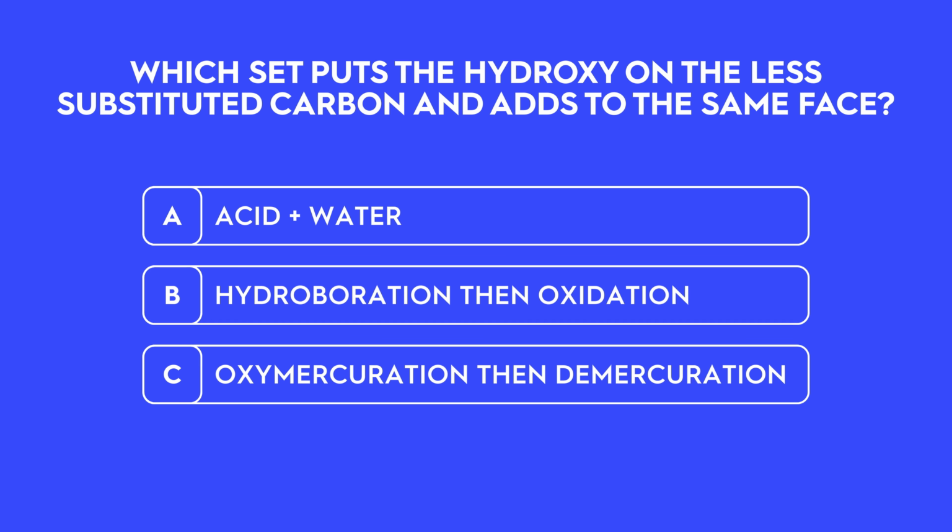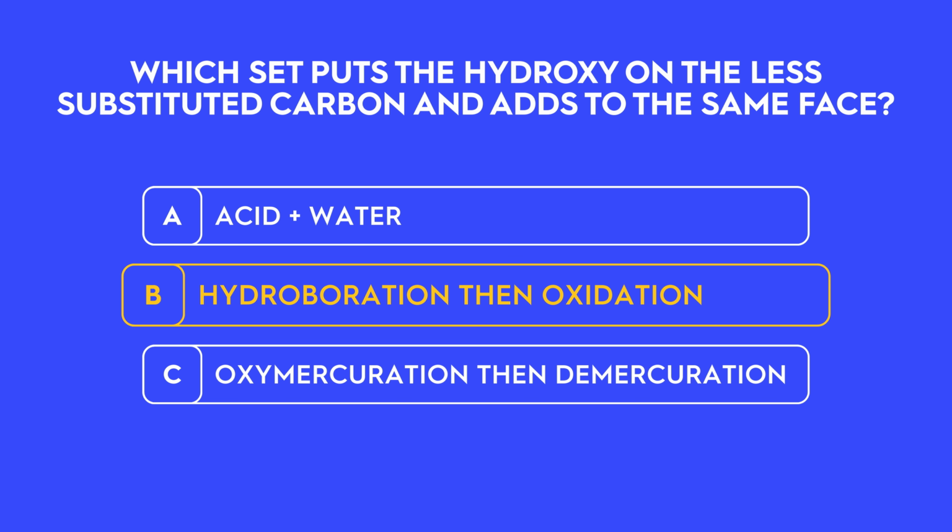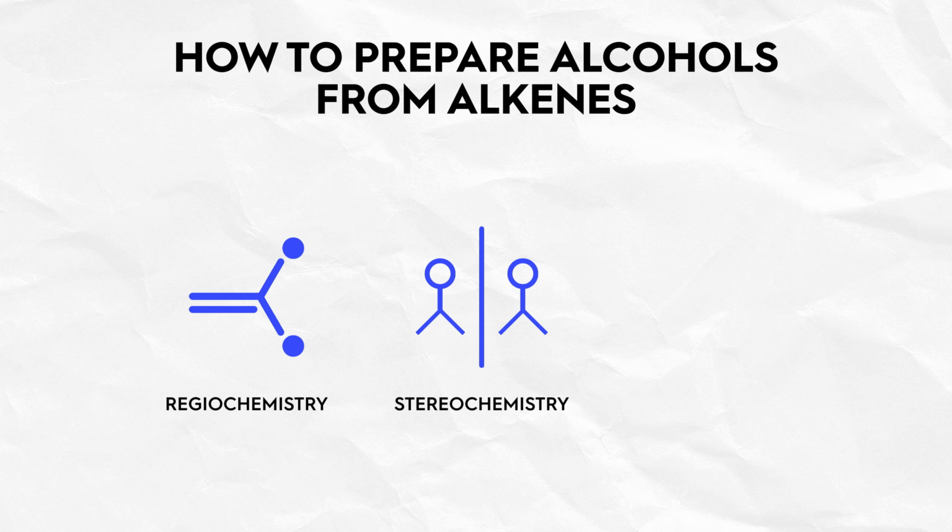The correct answer is B. Products of hydroboration oxidation are anti-Markovnikov and have a syn stereochemistry. So hydroxyl goes to the less substituted carbon on the same face. Let's find out why. In this video, you will learn the main ways to convert an alkene into an alcohol, how regiochemistry and stereochemistry differ among them, and how to avoid common traps like rearrangements.